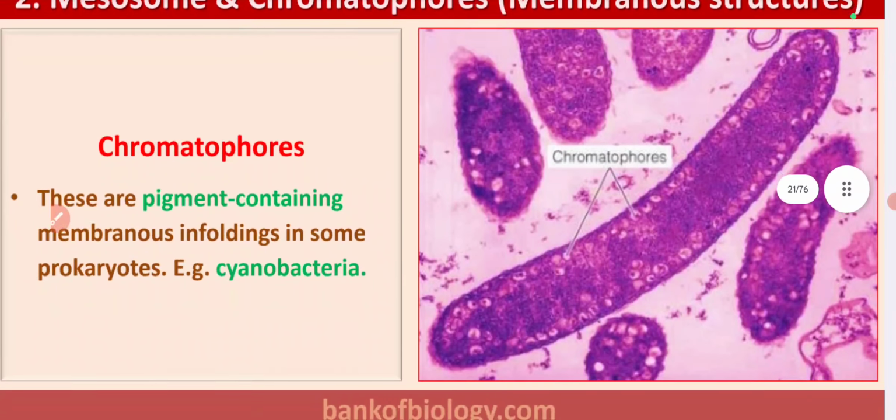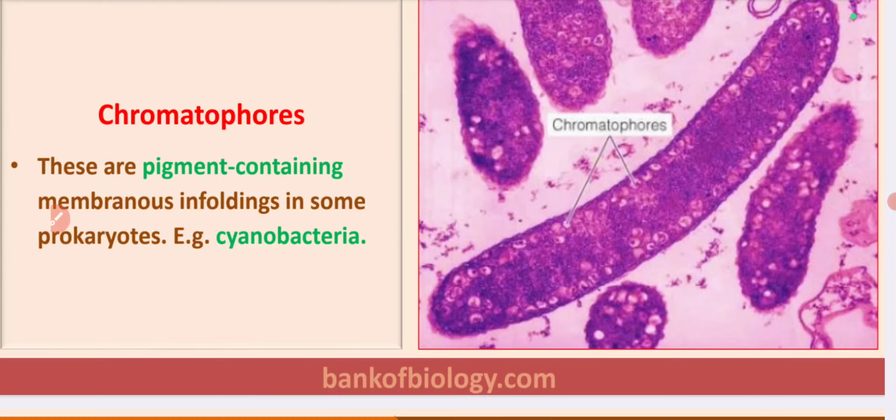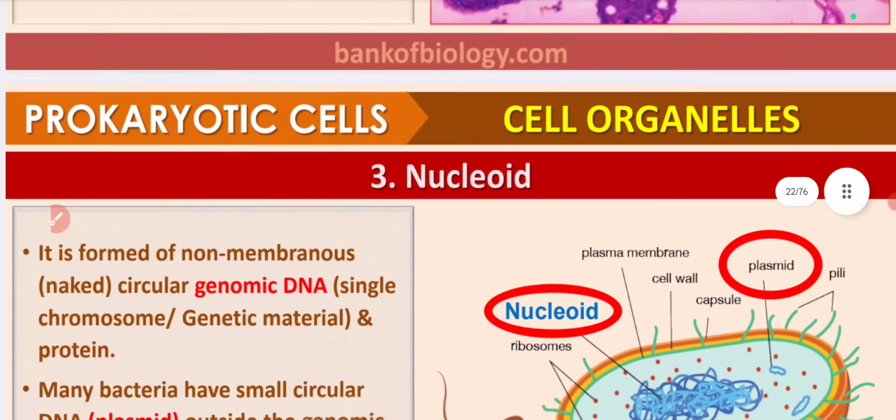Next is chromatophore. These are pigment containing membranous infoldings in some prokaryotes, for example cyanobacteria. So chromatophores are not present in all bacteria. They are found in some types of bacteria, and these are the pigment containing membranous foldings, mostly found in some prokaryotes, for example cyanobacteria.